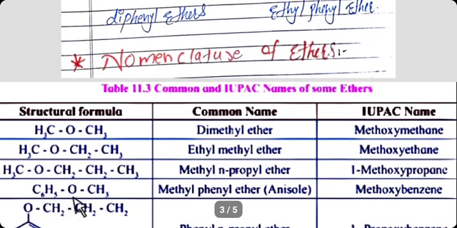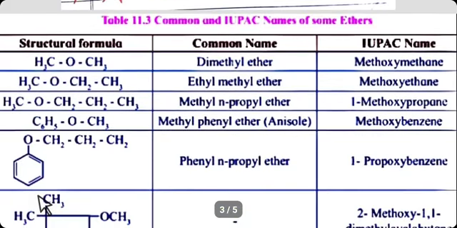Now next, on one side of the oxygen atom a methyl group is there and on the other side a phenyl group is there. So it is a very common ether. You can name it anisole or you can name it methyl phenyl ether.